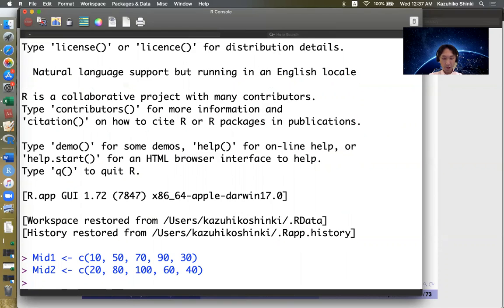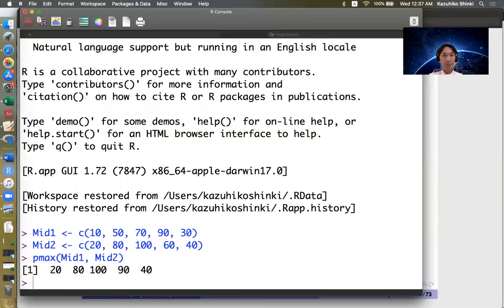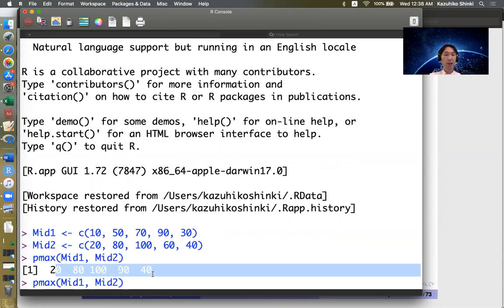Then we have some functions. For example, if we want to see the better of the two exams for each student, then we can calculate the pmax of mid1, mid2. Then you can see that the 20 is the larger of the 10 and the 20. And for example, the 90, the first element, is the larger of this 90 and 60. So this function works on two vectors. We have two inputs, and output is actually, in this case, a vector of the same length.